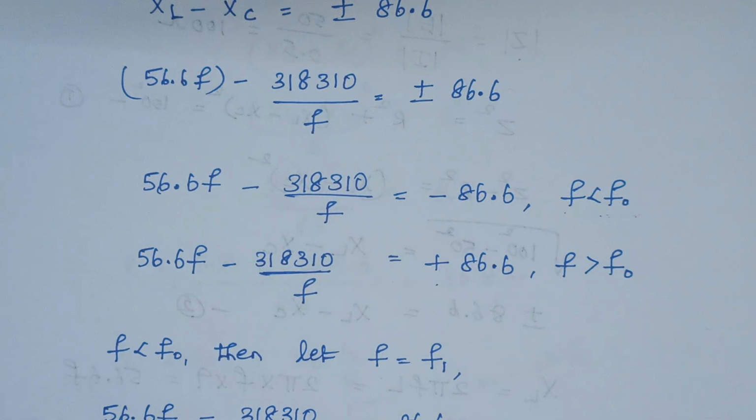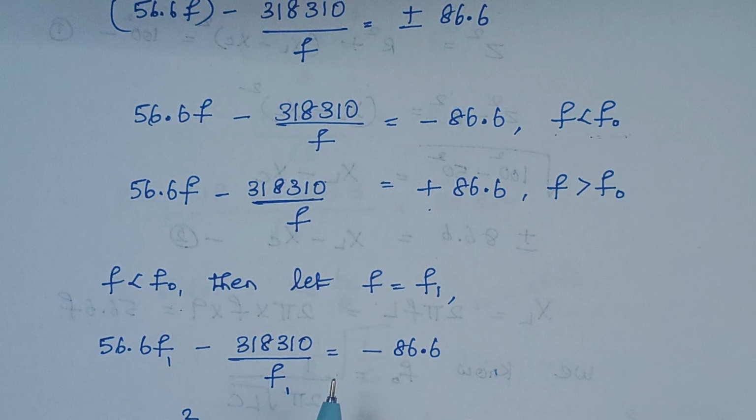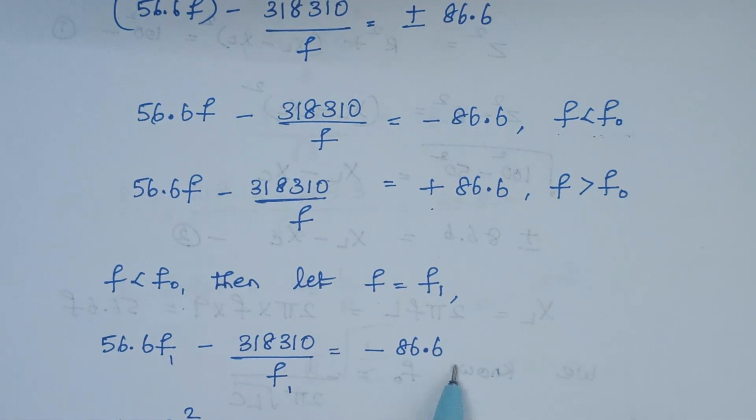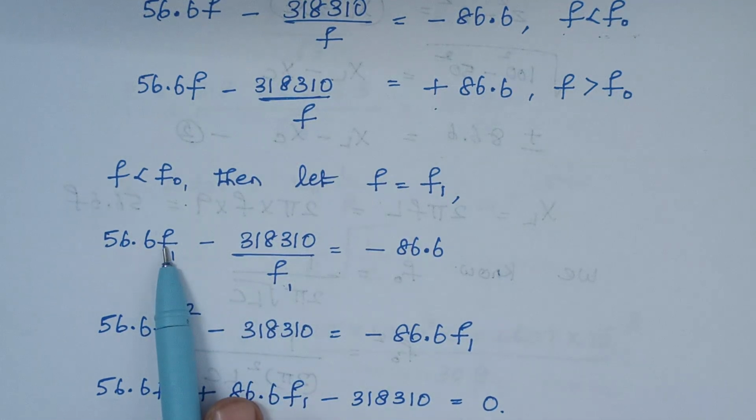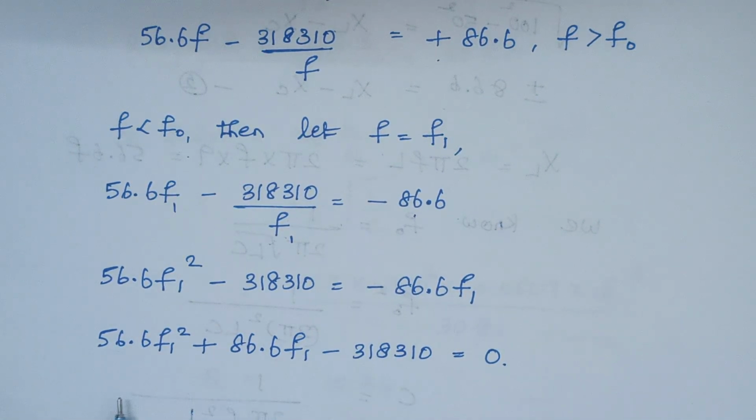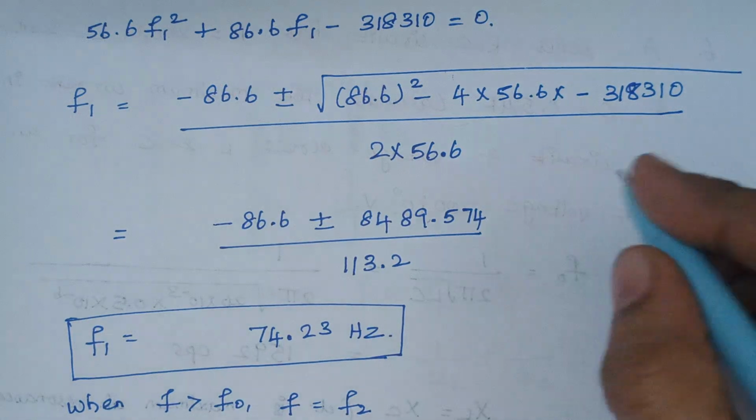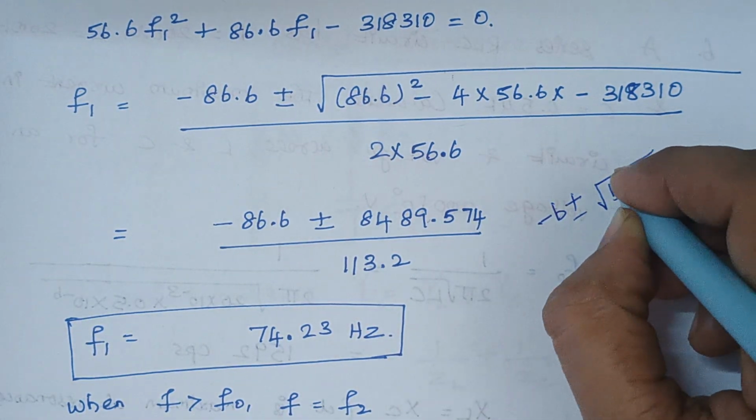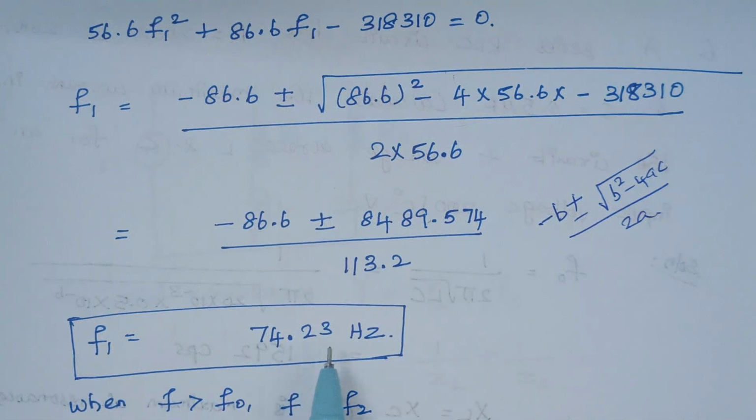First, we are considering when the value of F is less than F naught, right? Under this condition, let the value of the frequency in this expression be F1. So in this expression, replace F with F1. So what happens? 56.6 F1 minus 318310 by F1 is minus 86.6. When you take LCM here, F1 into F1 becomes F1 square, and again this F1 gets multiplied with this. When you rearrange, finally, we are getting a quadratic equation like this, right? Again, we are solving the quadratic equation and finding out the roots. Here, we are using the basic formula, minus b plus or minus root of b square minus 4ac divided by 2a, right? Therefore, the value of F1 is 74.23 hertz.